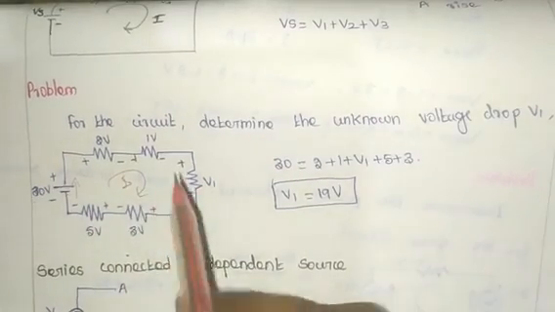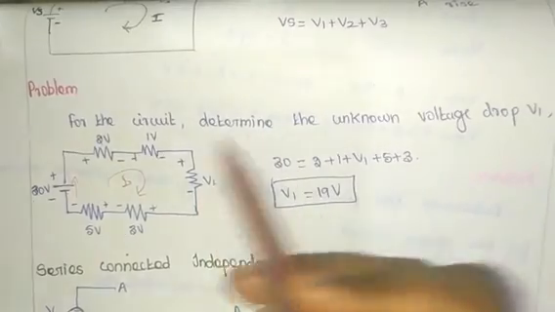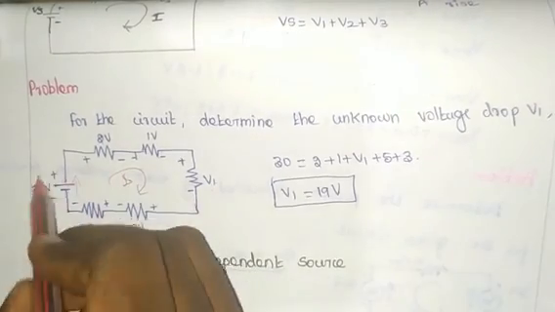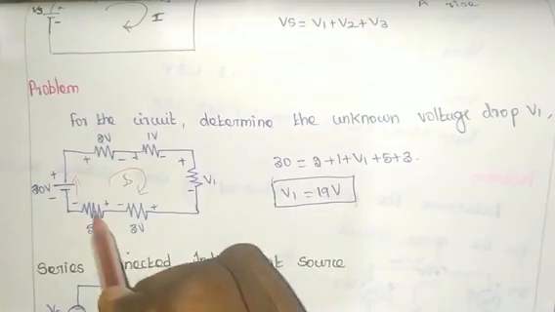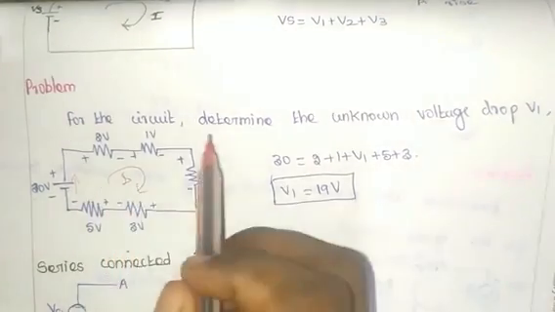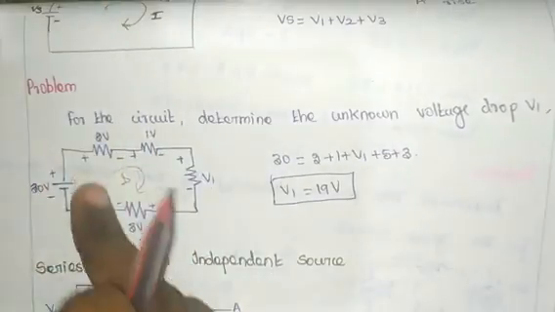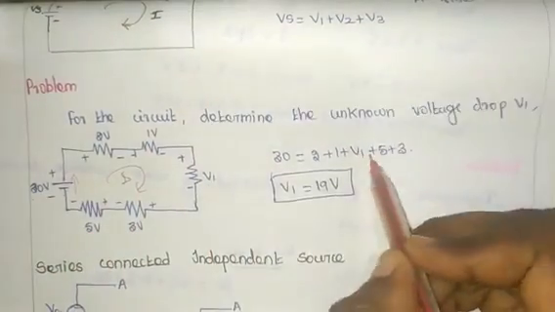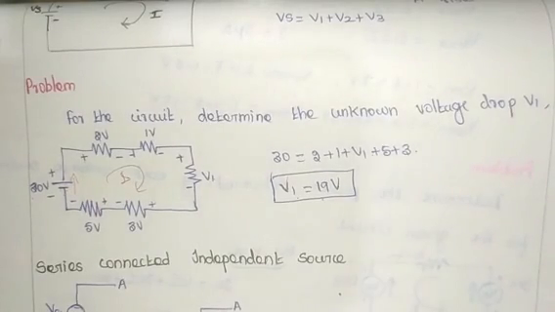So take this simple problem. We have to find the voltage drop across this resistor V1. Current is flowing in this direction, negative to positive, so here it is a voltage rise. Plus to minus, plus to minus, plus to minus, plus to minus: in all these 5 resistors there is voltage drop only. So voltage rise 30 volt is equal to the sum of the voltage drops, 2 volt plus 1 volt plus V1 plus 3 plus 5. So V1 is equal to 19 volt.